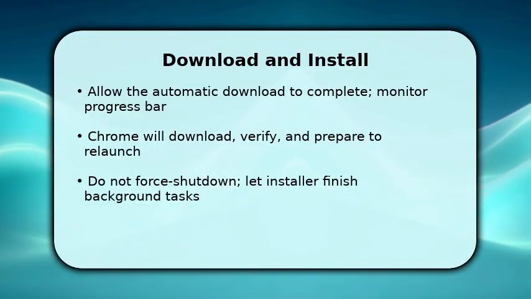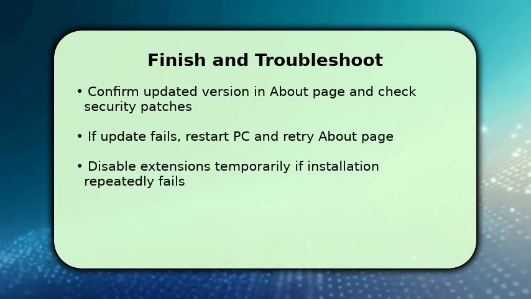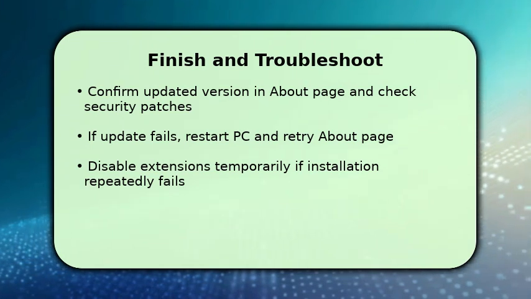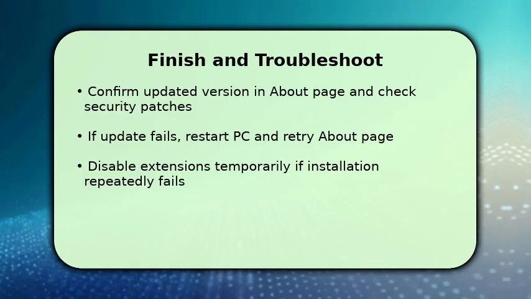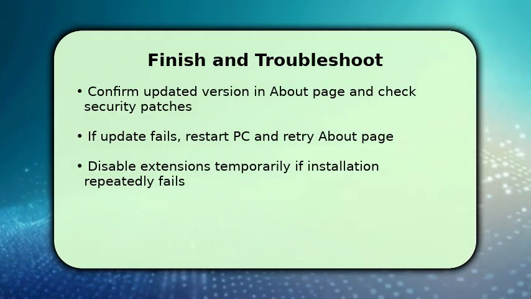You finish by confirming the new version on the About page and checking that Chrome reports up to date. This verifies security fixes applied. If the update failed, first restart your PC to clear locks, then retry About Google Chrome. Often a reboot resolves file access issues.